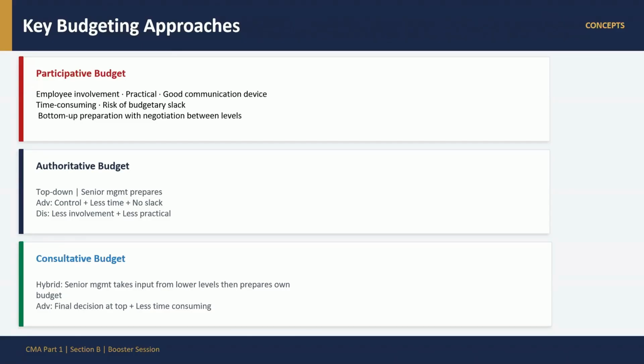Risk of budgetary slack means, as I told you, when you involve employees, there are chances that they will prepare budgets for their benefits. So what will be their benefits? In organizations, if you achieve the budget that you prepared, you will be getting incentives. To achieve the budget, what will they do? They will overestimate expenses.